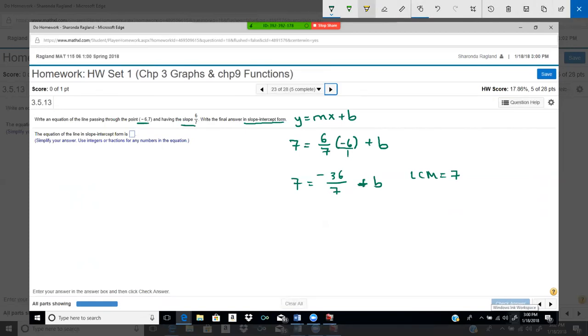All right, so multiply by 7. So multiply this by 7. Then I have -36 over 7 times 7, and then plus 7 times b. So you have to multiply everybody by 7. Okay. So now we have, and this is 7 over 1 since I'm dealing with a fraction.